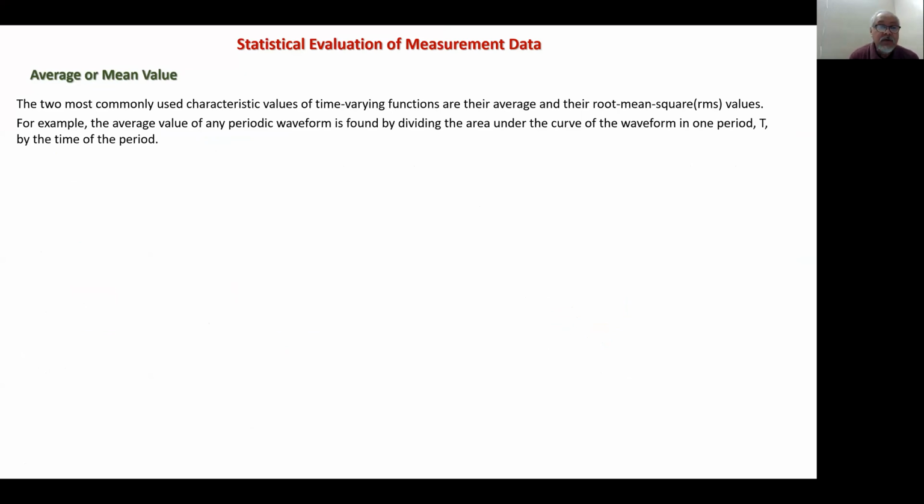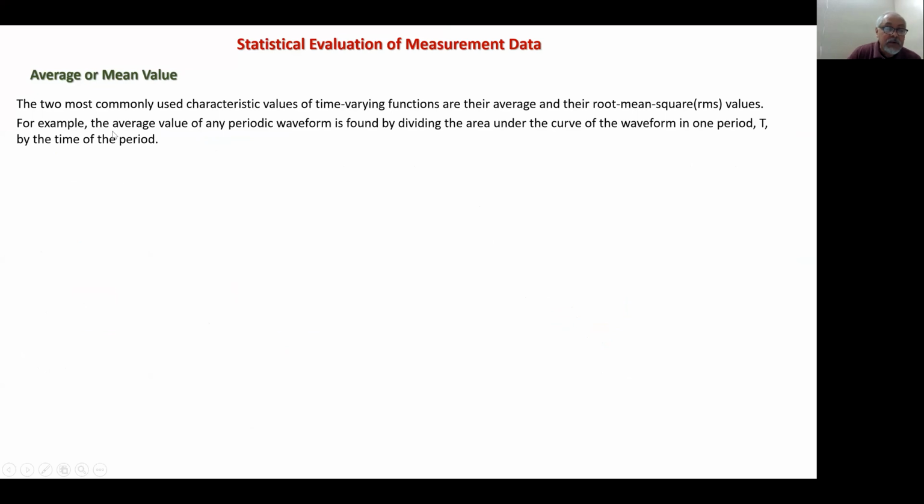Let's go for the average or mean value. We have two ways how we can analyze a function that varies in time. One way is by using the average, and the other way is by using the root mean square values. These are the most important ones for us.